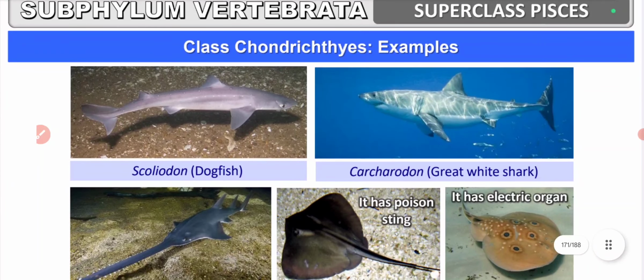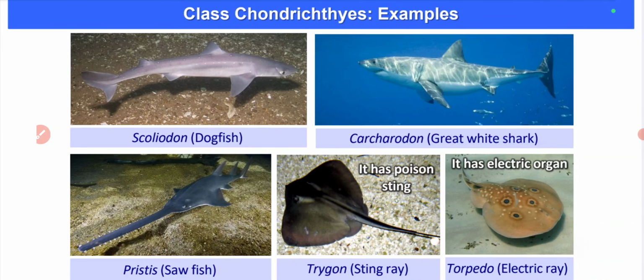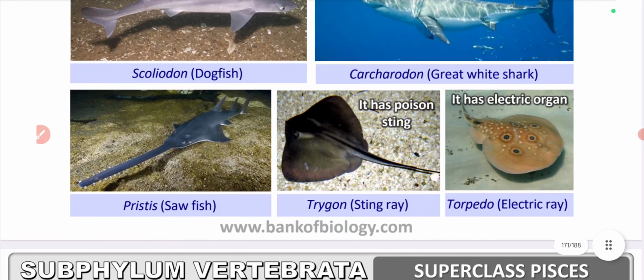Examples: Chondrichthyes examples are Scoliodon or dogfish, Carcharodon, great white shark, Pristis, sawfish, Trygon, stingray, and Torpedo, electric ray.